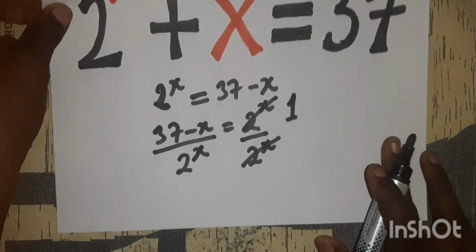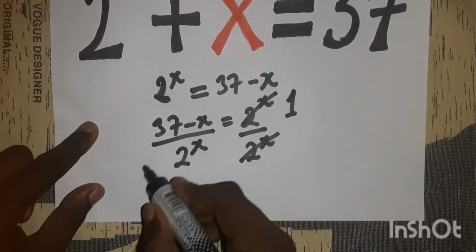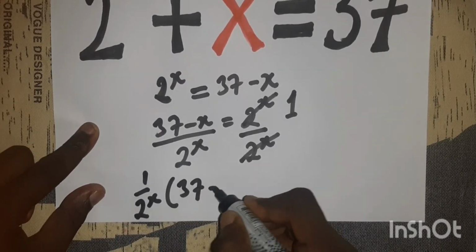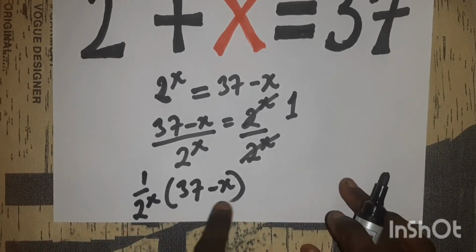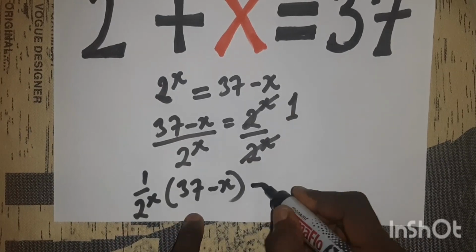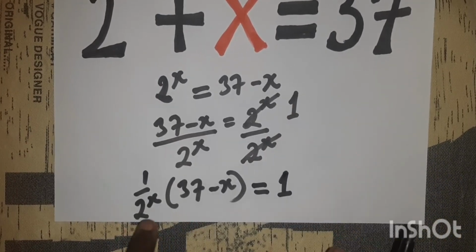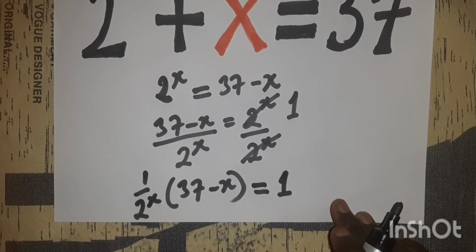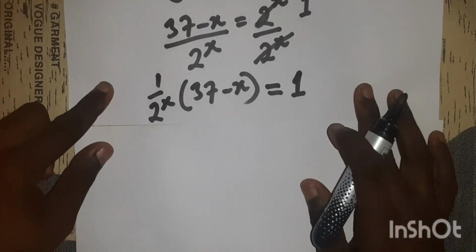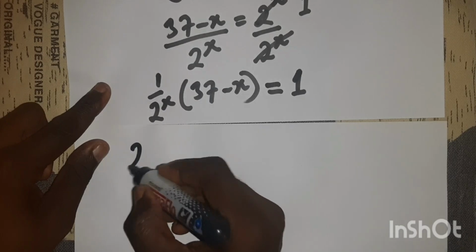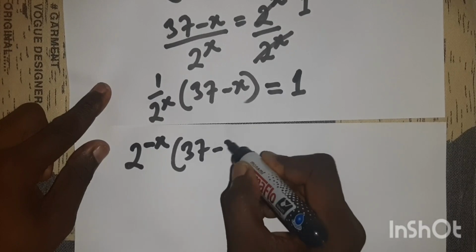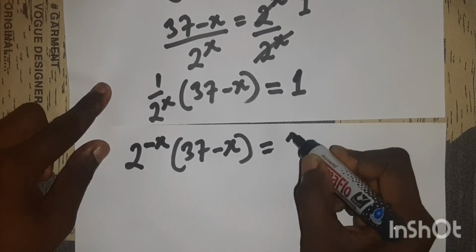And then I can rewrite the left hand side as 1 over 2 raised to the power x times the 37 minus x. If you multiply this term with this term, you get back this one. So this is the right thing to do. Then equals 1. And then on the left hand side, I can rewrite 1 over 2 raised to the power x in negative index form from the laws of indices. So I can write 1 over 2 raised to the power x as 2 raised to the power minus x times 37 minus x equals 1.